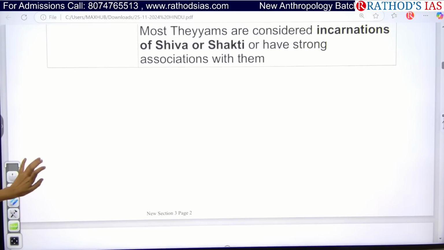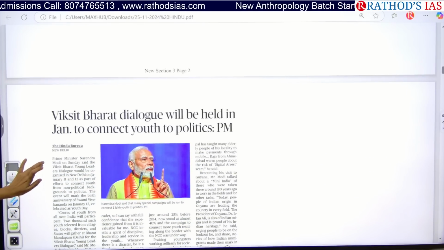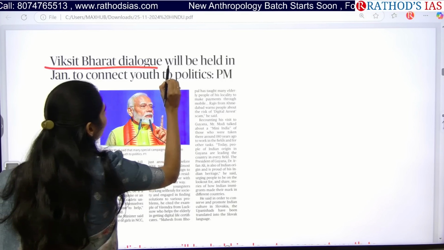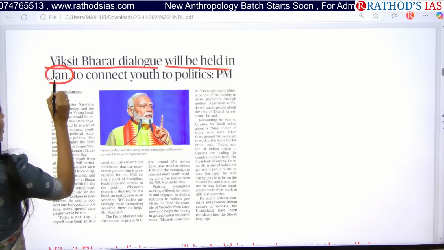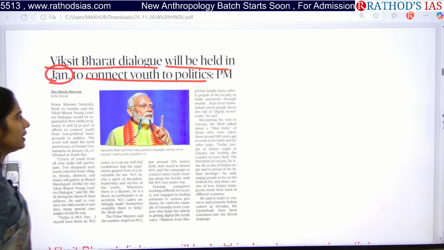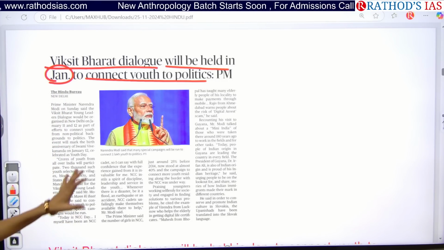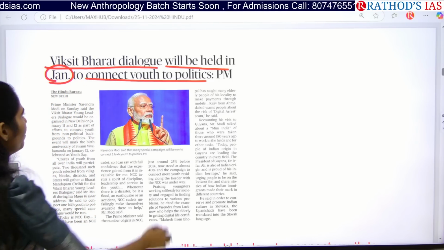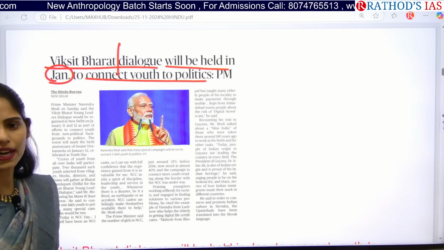See this article, guys. Very important article. Viksit Bharat Dialogue will be held in January to connect youth to politics, says PM. What is the keyword? Viksit Bharat Dialogue. Let us break this down. What is this Viksit Bharat about?